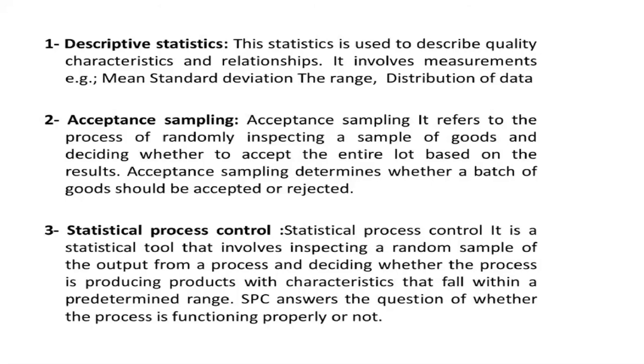In descriptive statistics, you are just describing the characteristics, and certain measures of central tendency or dispersion are used. In acceptance sampling, you are inspecting a sample randomly, and if you find any defect, you will reject the whole lot. And in statistical process control, you are analyzing, checking, and monitoring the process through which the whole manufacturing activity is done. You try to examine whether the process is according to the predetermined standard or not. I hope now it is clear.